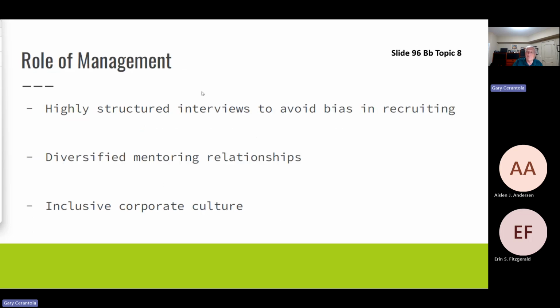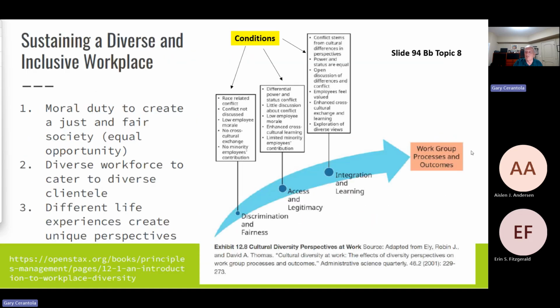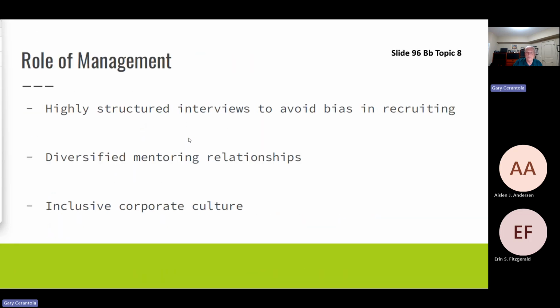And the role of management, well, how do you get that there? Well, how do you structure interviews to avoid bias in recruiting? Diversified mentoring relationships, inclusive corporate culture. So those are all the tools to be able to get you to this work group process and outcomes that really takes the advantage of diversity and leverages it and brings success to the organization.